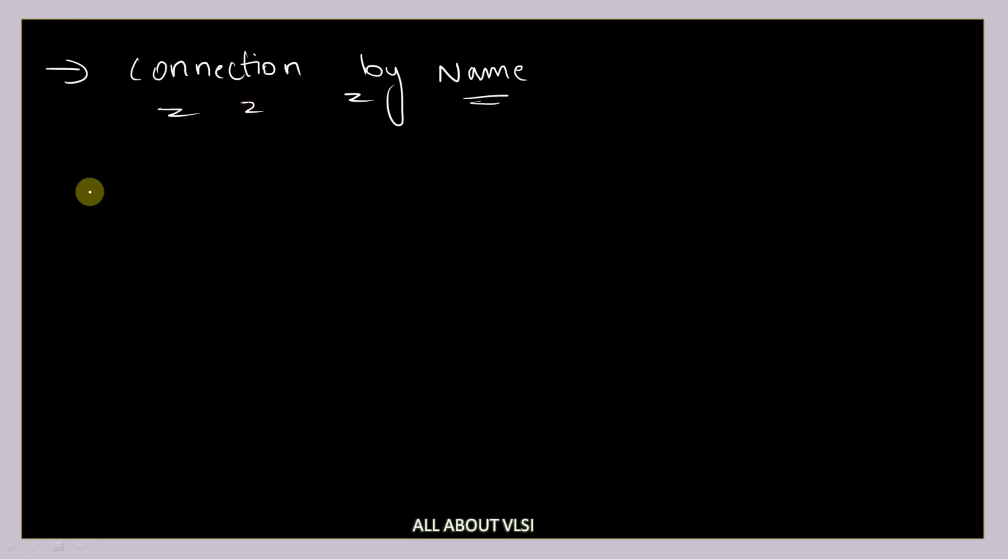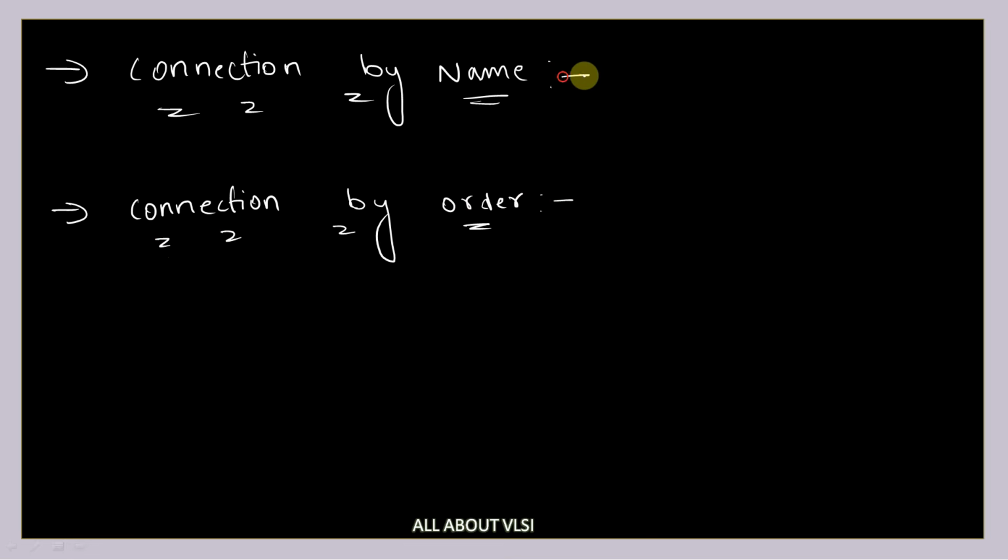Now let us see how to make these connections. Connections can be made between different modules in two ways. One is connection by name, and another is connection by order. So let's see what connection by name and connection by order are. First of all, let us try to understand connection by name.